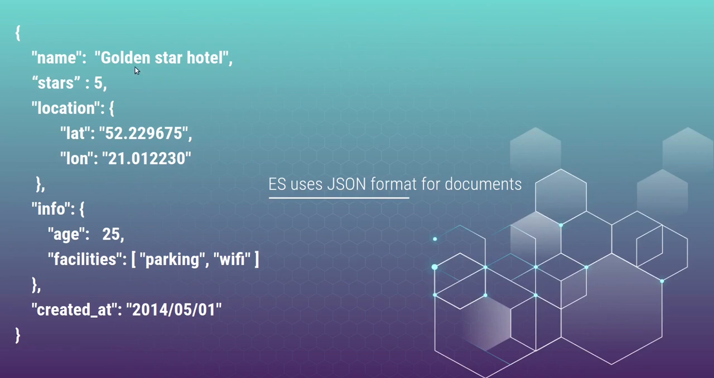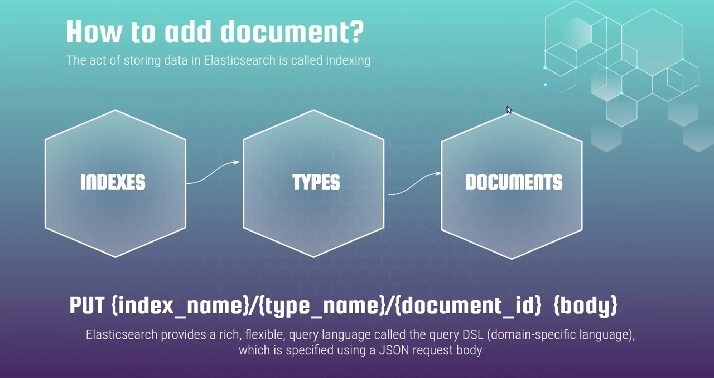Here you can see an example of a virtual hotel document, and as you see we have here the name of the hotel, some stars, location data, additional information around facilities, and the date of creation. That is a typical view of an Elasticsearch document inside. But how do we add such a document to the Elasticsearch engine?